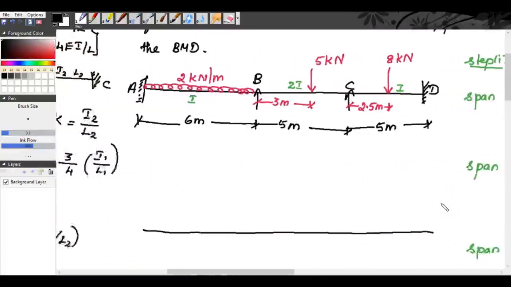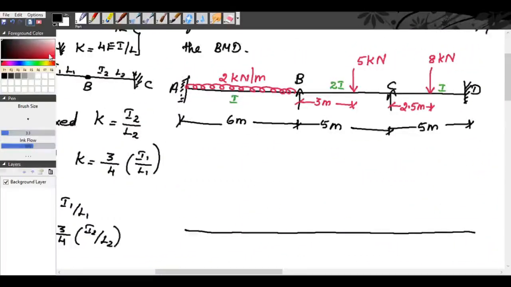We will draw the simple beam moment first. So our simple beam moment is, first for the UDL, it will be a parabola. Our M max is 9 kilonewton meter, right? So it is a parabola, and the maximum is 9 kilonewton meter at the center of the span AB.